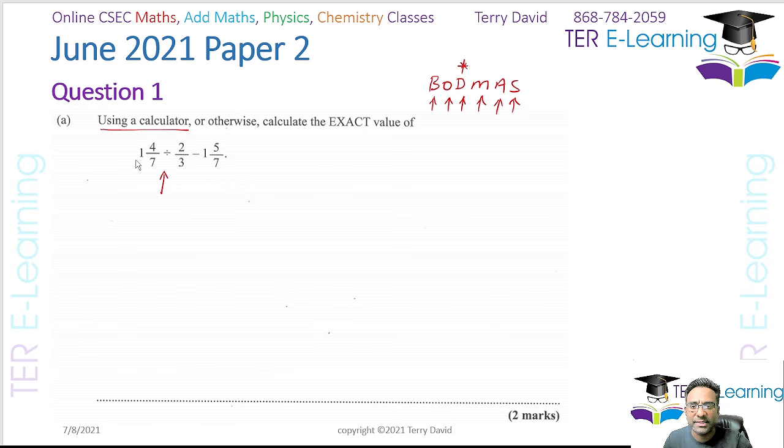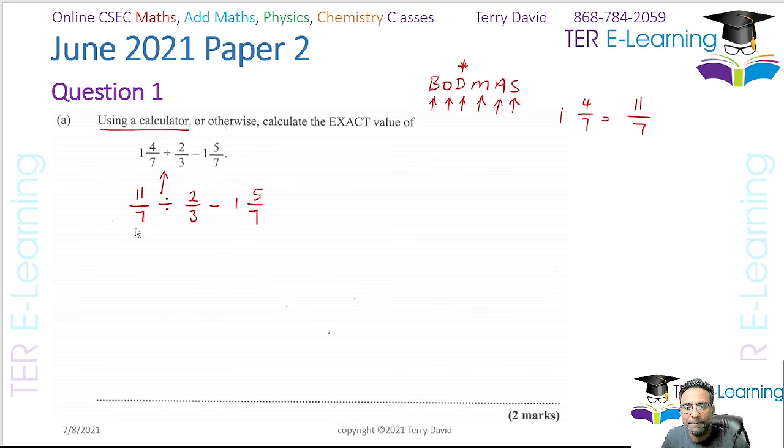In order to divide this, 1 4/7 is a mixed number. I need to write that as an improper fraction. So 1 4/7 is actually equal to, so this is a mixed number, 1 multiplied by 7, and then we have to add 4. So that's 11, right? So therefore, I can write 1 4/7 as 11/7. So this here is 11/7, divided by 2/3, minus 1 5/7.